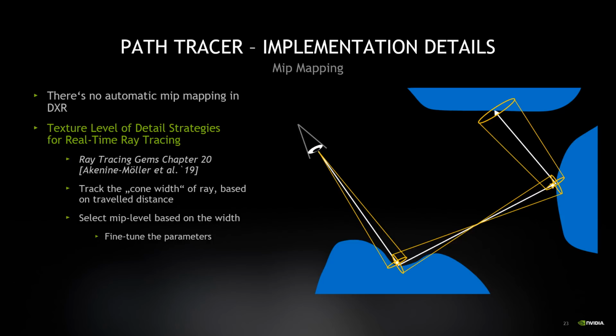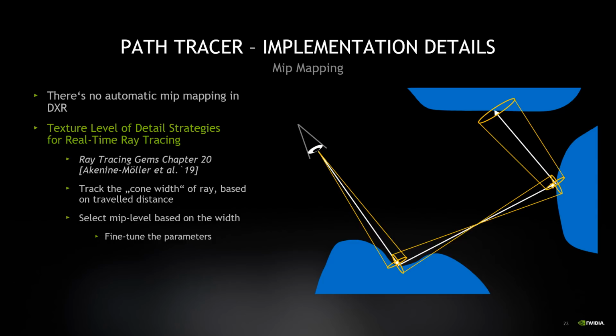There are multiple ways to implement MIP mapping. We're using one described in the article called Texture Level of Detail Strategies for Real-Time Ray Tracing, again from the Ray Tracing Gems book. This method works by approximating the ray using a cone, which gets wider and wider as the ray gets longer. So we just have to track the width of this cone based on traveled distance.